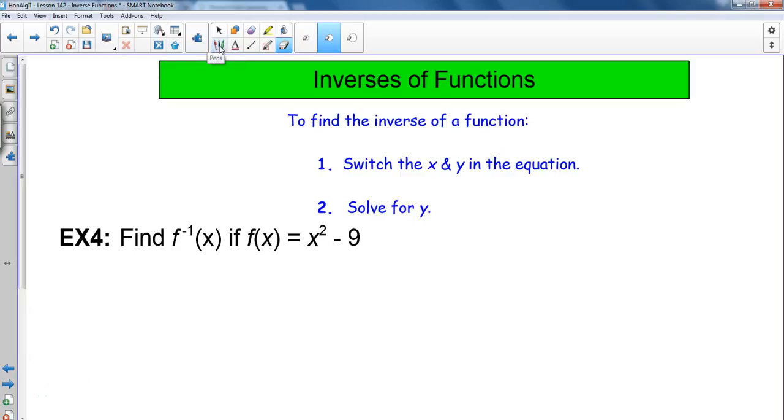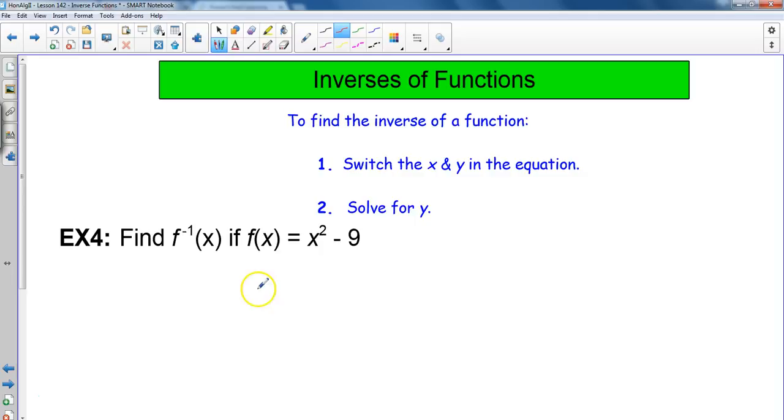Alright guys, so we checked out some basic inverses and finding basic inverses of linear functions, so we want to move on to a little bit more difficult functions here. We're dealing with quadratics and finding the inverse of a quadratic function. So here f of x is equal to x squared minus 9. We want to find the inverse function, or f inverse of x. The process is the same, it's just a little bit different when it works out in the end.